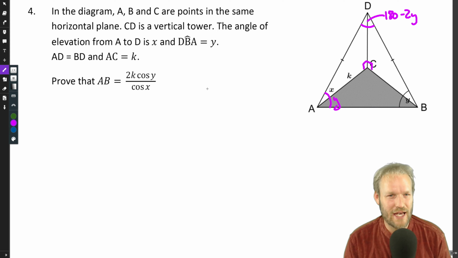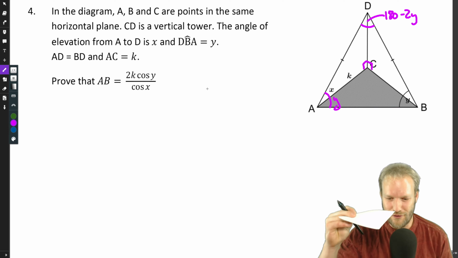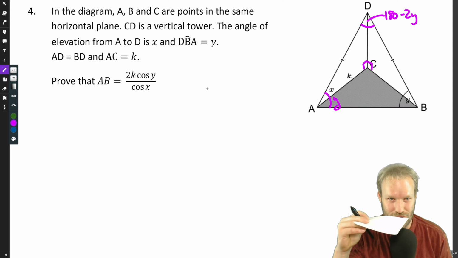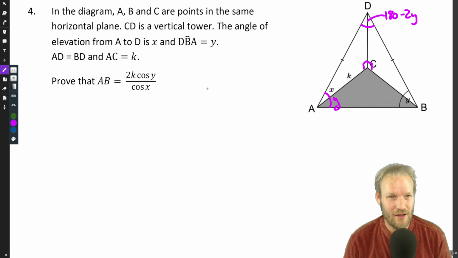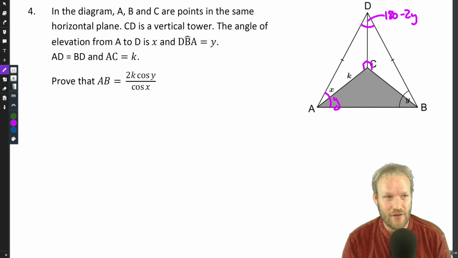In the diagram, A, B, and C are points in the same horizontal plane. That means, I was saying, that's kind of the floor, right? The shaded part is always going to be the floor or the ground. CD is a vertical tower. That's what we said meant that these two are right angles at C because it's sticking straight up. The angle of elevation from A to D is x.